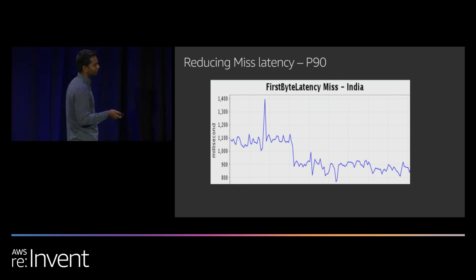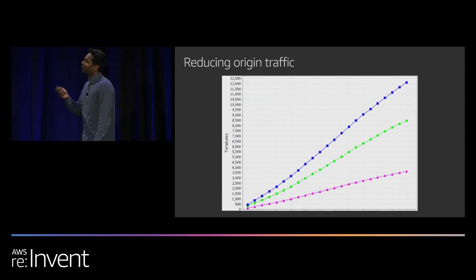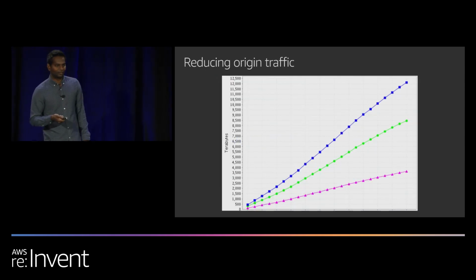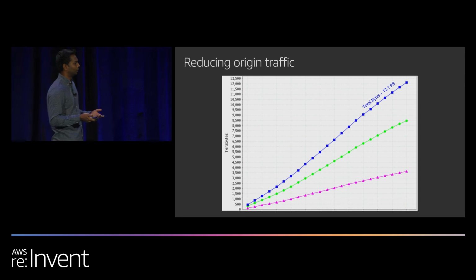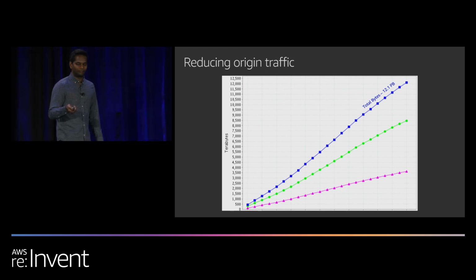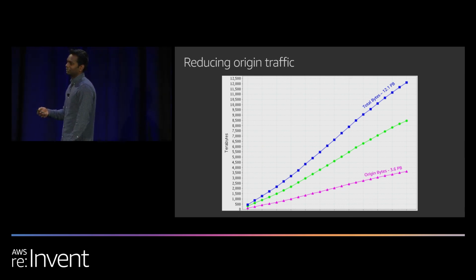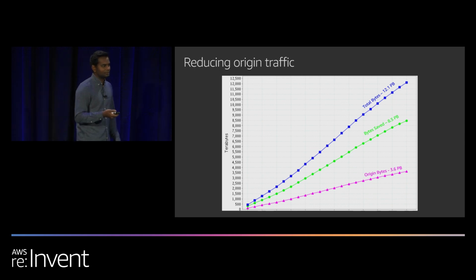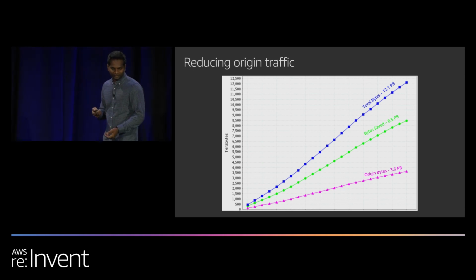So this is a graph of when we enabled Regional Edge Cache in India. Our P90 latency reduced by like 20%, which is great. And I love this graph. This one shows the amount of bytes we serve on a daily basis from Regional Edge Cache. The blue line is the total amount of bytes. We serve about 12 petabytes from Regional Edge Cache every day. And out of the 12 petabytes, we only pulled 3.6 petabytes from our customers' origins. Which means we end up saving about 8.5 petabytes of data being pulled from our customers' origins on a daily basis, which is a big win for our customers.